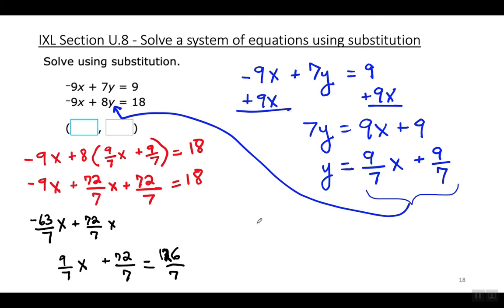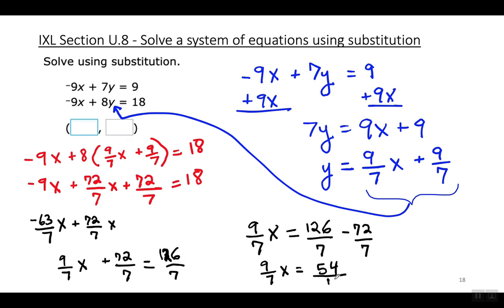Okay, so that will allow me to now move the 72 over 7 to the right and subtract. I'm sure this is really exciting to watch. So I'm going to do 126 over 7 minus 72 over 7. That's going to give me 9 over 7x equals 54 over 7.